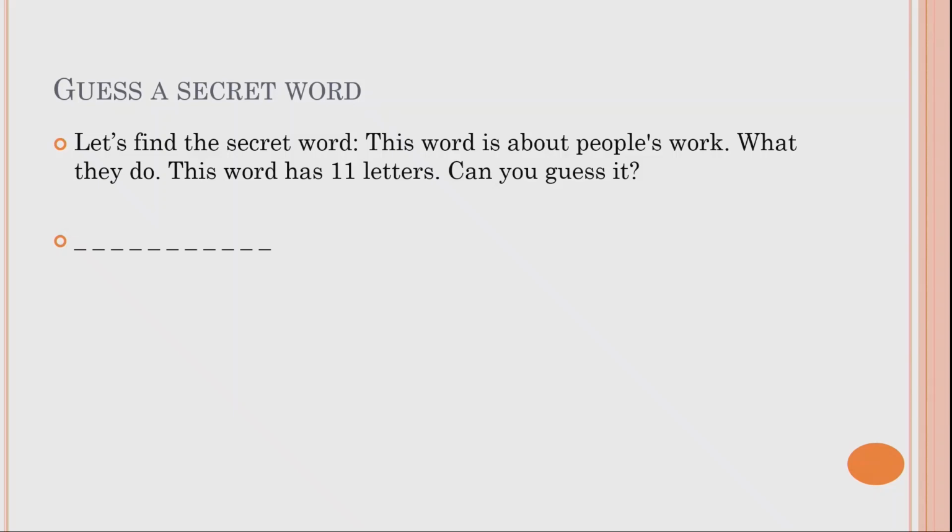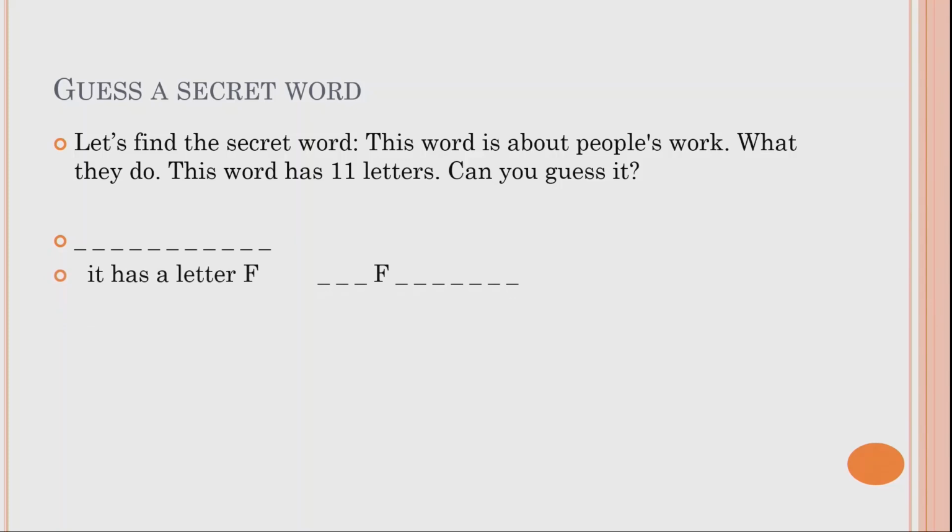Hello children, how are you today? I hope you are fine. Let's play a game. In this game, you need to find a secret word. This word has 11 letters, and this word is about people's work. Look at the board and try to find letters and then guess the word. Let's go. Okay, look at the board. There are 11 letters.